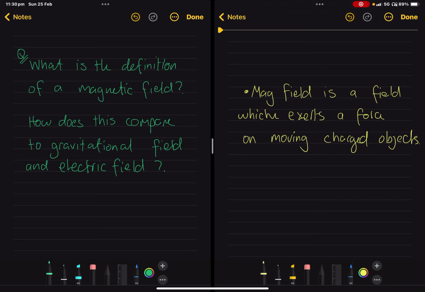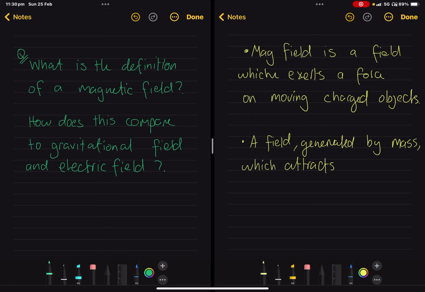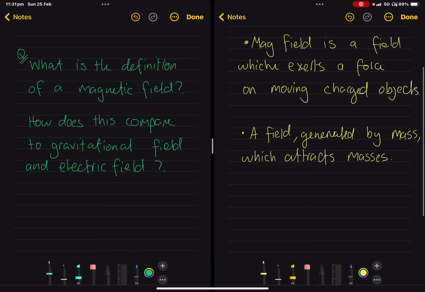How does this compare to a gravitational field? Well, a simple definition for a gravitational field is a field generated by mass which attracts masses. Essentially, mass attracts other mass. This creates gravitational fields. You could say energy as well, but for the purpose of simplicity, we'll just say generated by mass.